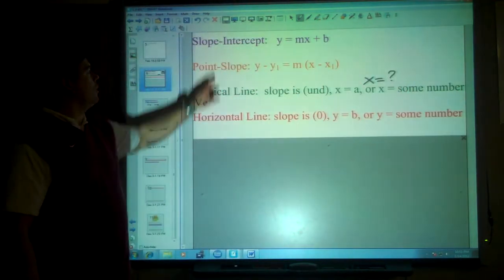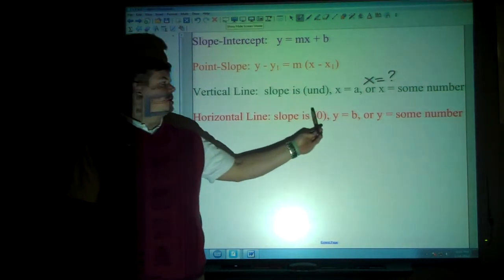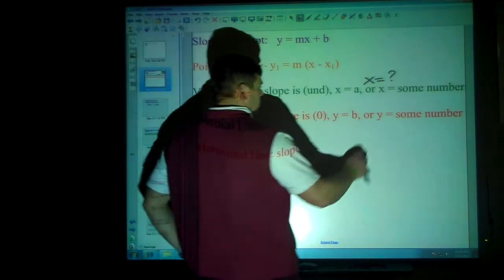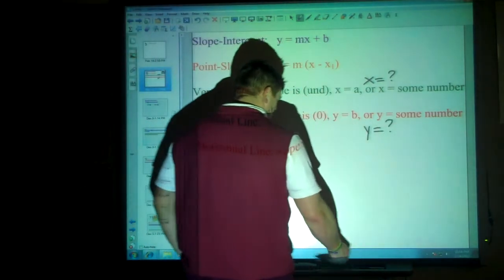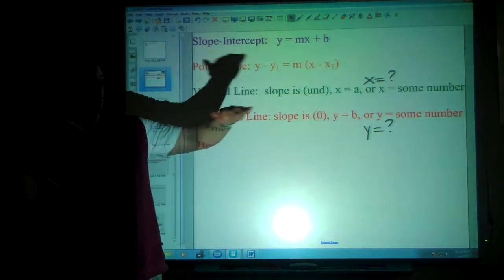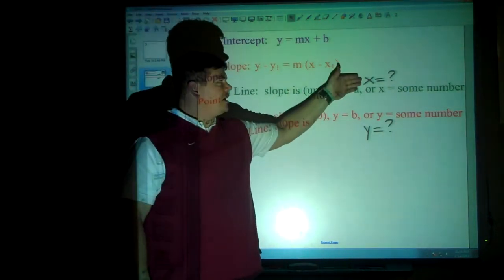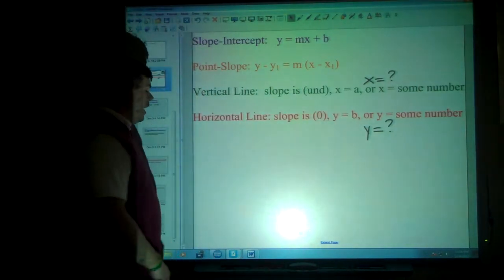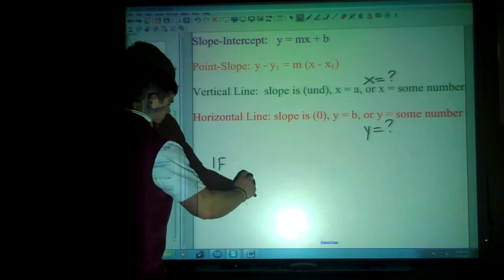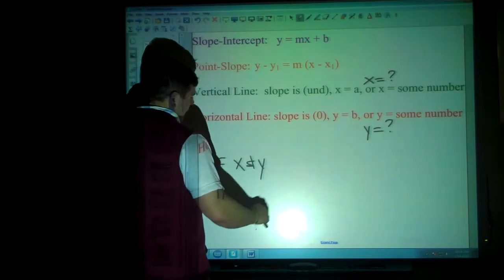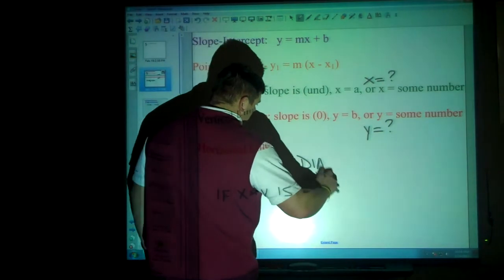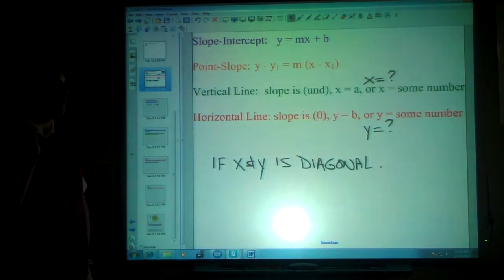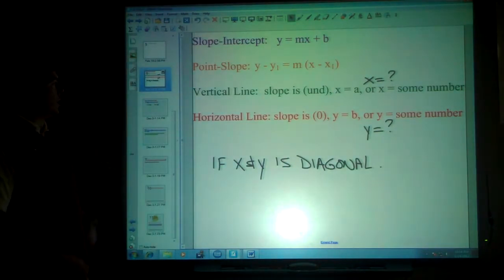You also have horizontal lines. Horizontal lines, the slope is always 0. They're always a situation where y is equal to some number. So it will not have an x in it. It'll be a situation where y is a horizontal number that crosses the y-axis someplace. If it just has x, it's vertical. If it just has y, it's horizontal. If it has x and y, then you know it's going to be diagonal. Those are your three situations. Just x vertical, just y horizontal, x and y diagonal.